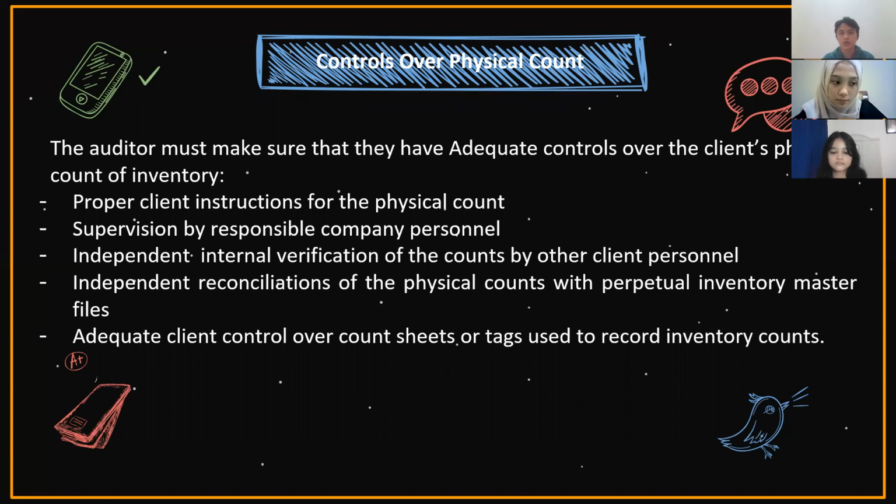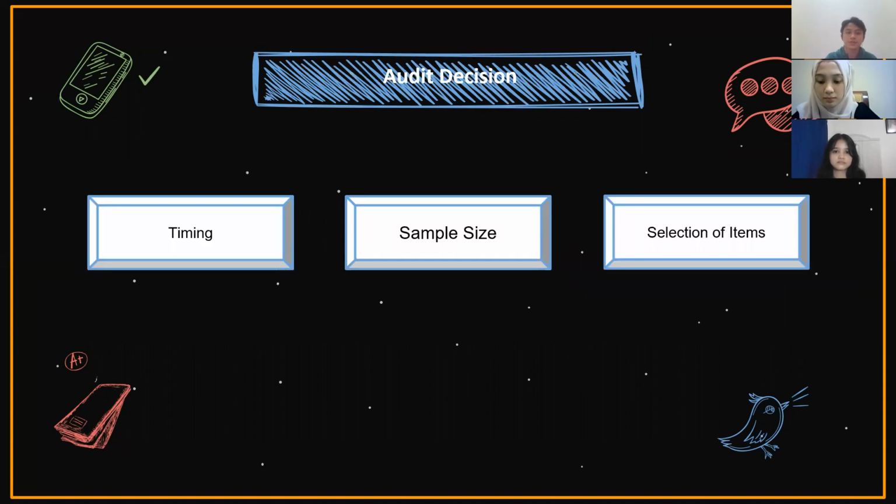Next, controls over physical count. The auditor must make sure that there are adequate controls over the client's physical count of inventory. The first one, proper client instructions for the physical count. Second one, supervision by responsible company personnel. Third one, independent internal verification of the counts by other client personnel. Fourth one, independent reconciliation of the physical counts with perpetual inventory master files. And the last, adequate client control over count sheets or tags used to record inventory counts.